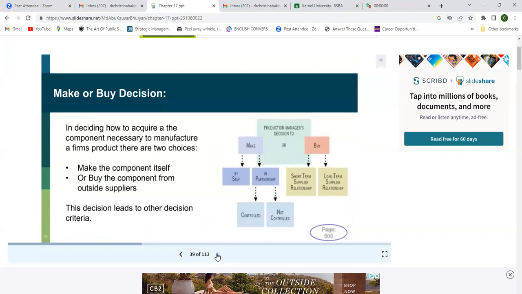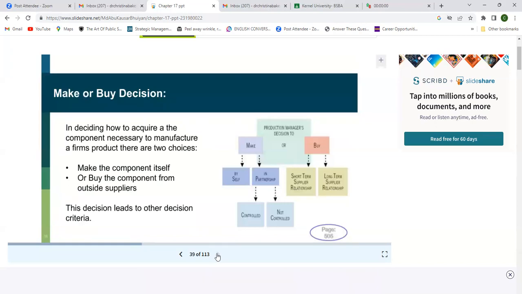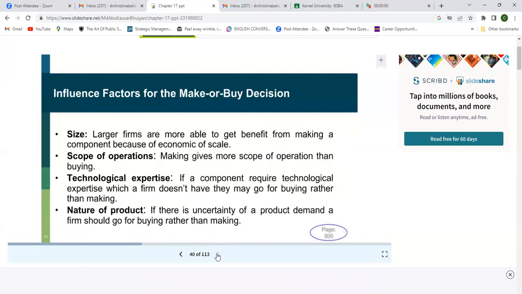Make or buy decision. You might make it by yourself or through partnership. Maybe you want control, maybe not. Maybe you want to buy it. Short-term supply relationship, long-term supply relationship. In deciding how to acquire the components necessary for the manufacture of a firm's product, there are two choices: make the component itself or buy the component from outside suppliers.